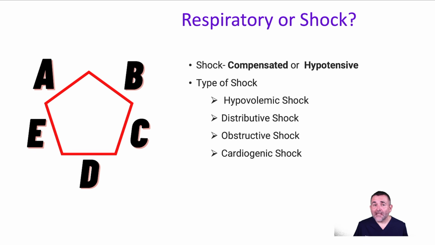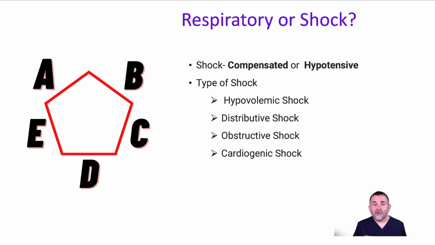The types of shock include hypovolemic, caused by reduced intravascular volume due to things like diarrhea, vomiting, and bleeding. Distributive shock refers to a clinical state characterized by reduced SVR, leading to maldistribution of blood volume and blood flow. Examples could be septic shock, anaphylactic shock, and neurogenic shock.